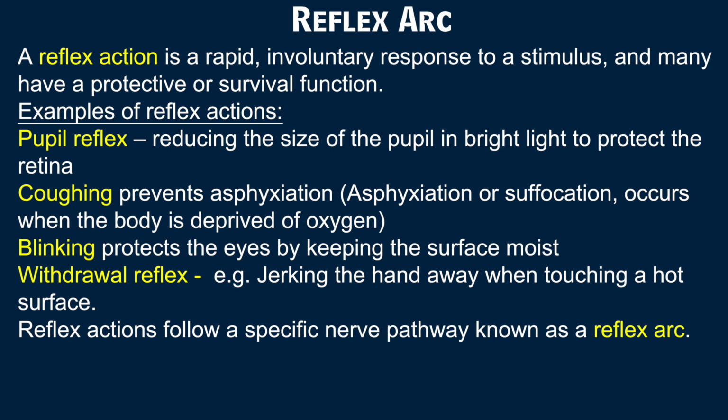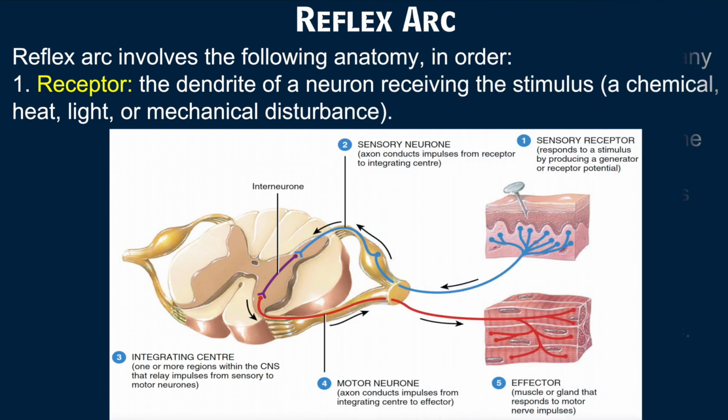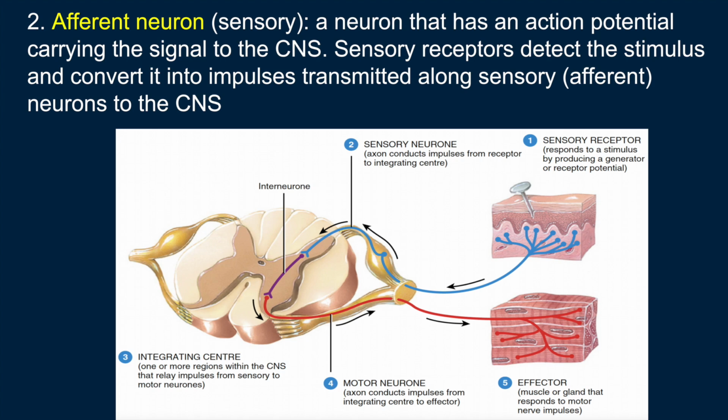Reflex actions follow specific nerve pathways known as reflex arc. Reflex arc involves the following anatomy: the receptor, the dendrite of a neuron receiving the stimulus. Examples of the stimulus are a chemical, heat, light, or mechanical disturbances. Next is the afferent neuron or sensory neuron, a neuron that has an action potential carrying the signal to the CNS. Sensory receptors detect the stimulus and convert it into impulses transmitted along sensory afferent neurons to the CNS.